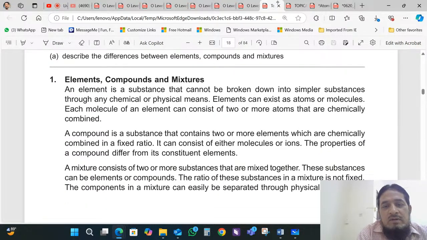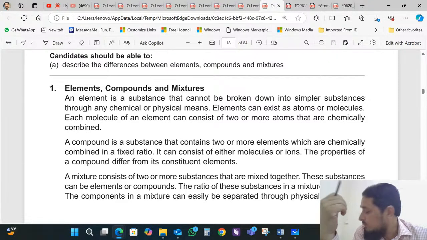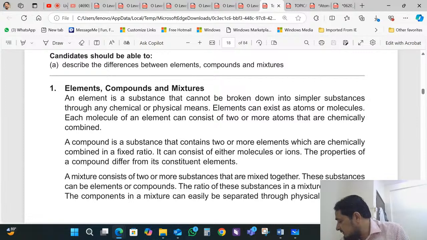Element, compound, and mixture. Elements are pure substances, and pure substances mean they have fixed properties, like the boiling point is fixed, and the melting point is fixed, and the other properties too.